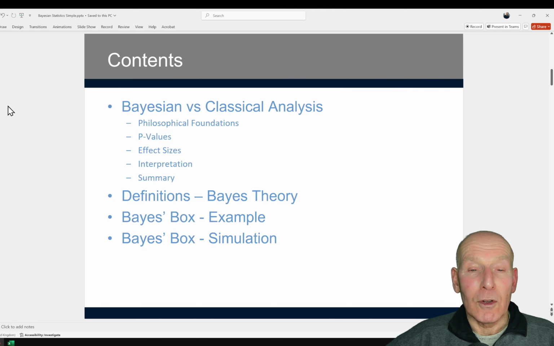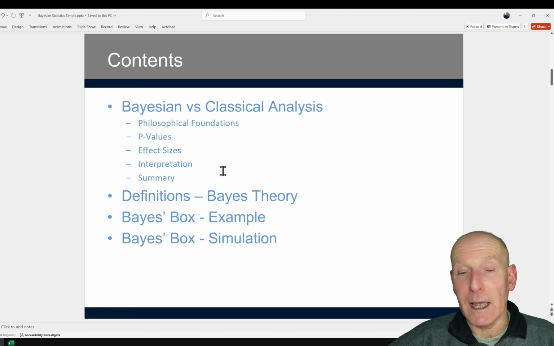So what I'm going to have a look at now is the difference between Bayesian and classical statistics in terms of some of the terminology you may be aware of, for instance, p-values, effect sizes, etc. Then we're going to look at the definition and the equation associated with Bayesian analysis, but again I won't go into the derivation of that equation. There are, as I said, plenty of websites and videos about that.